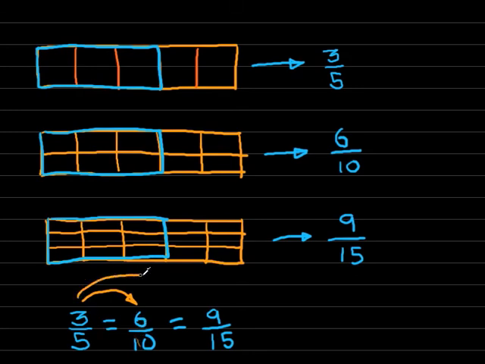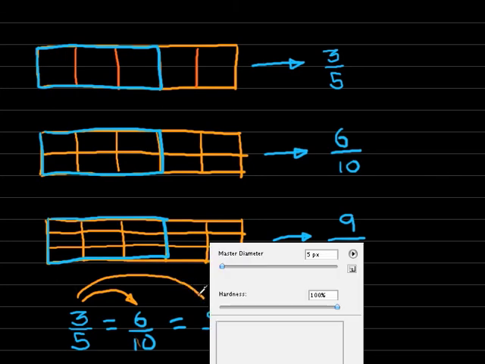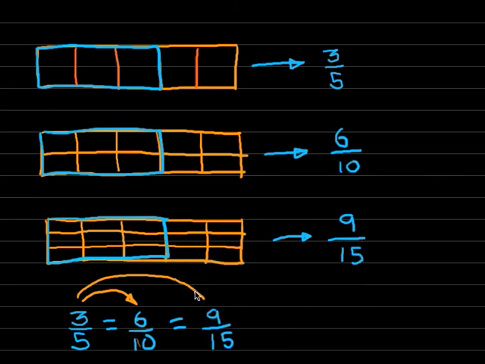And going from 3/5 to 9/15, I merely had to multiply the top by 3 and the bottom by 3 to get that equivalent fraction. And again, I could make any number of equivalent fractions I wanted to. I could multiply the top and bottom by 4. 3 times 4 is 12. 5 times 4 is 20. So 12/20 is also the same as 3/5.